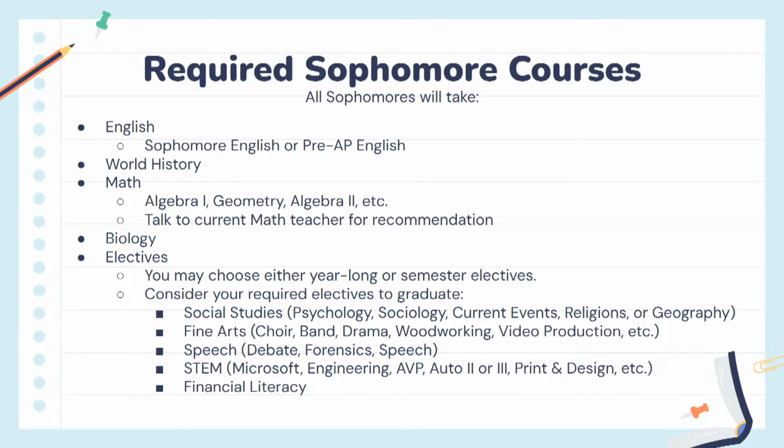You guys have your first required history and social studies class, and that is world history. So all sophomores will take world history. You guys will have a math class that you're required to take. Depending on the math class that you're currently in, that will determine what math class you take next year. For example, if you are currently in pre-algebra, you will take Algebra 1 next year. If you're in Algebra 1, you'll take geometry. If you're in geometry, you'll take Algebra 2, and so on.